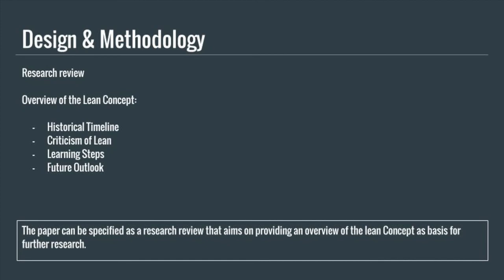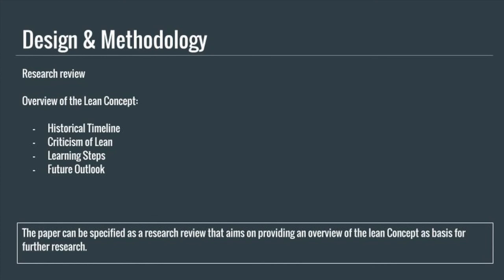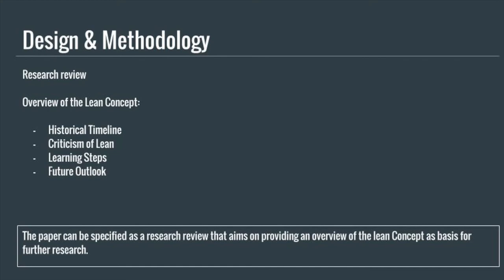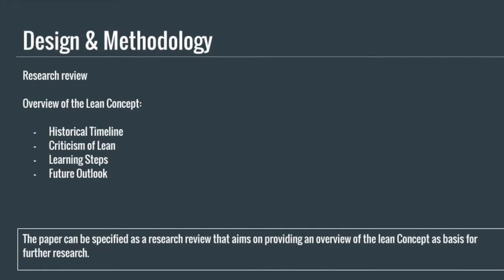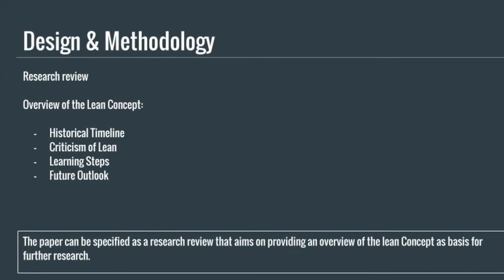The article is structured in the following way. Firstly, a historical timeline is given, after which the criticism that was discussed in the problems mentioned before is outlined. Moreover, the learning steps to evolve as a lean company are elaborated upon, linked to the process of evolving as a learning organization. Finally, the future outlook of lean is provided.